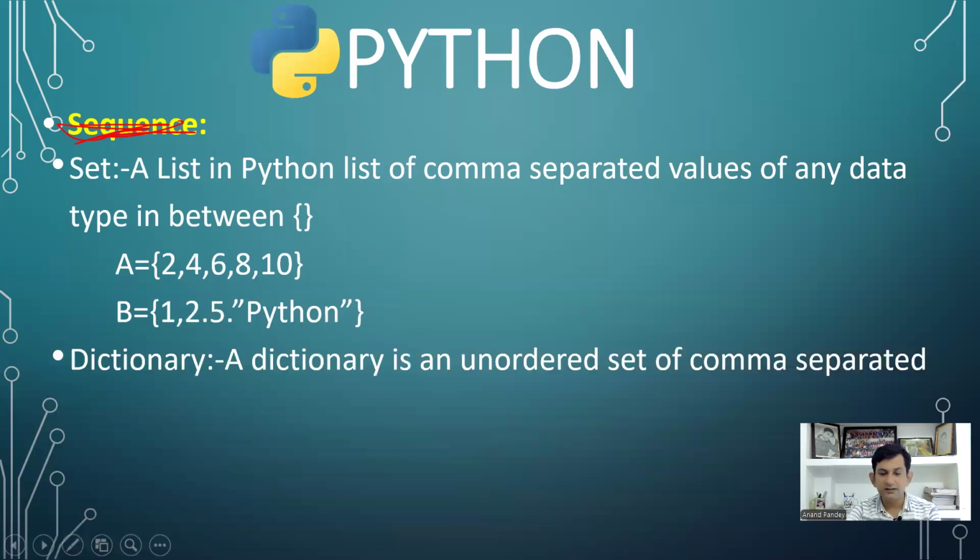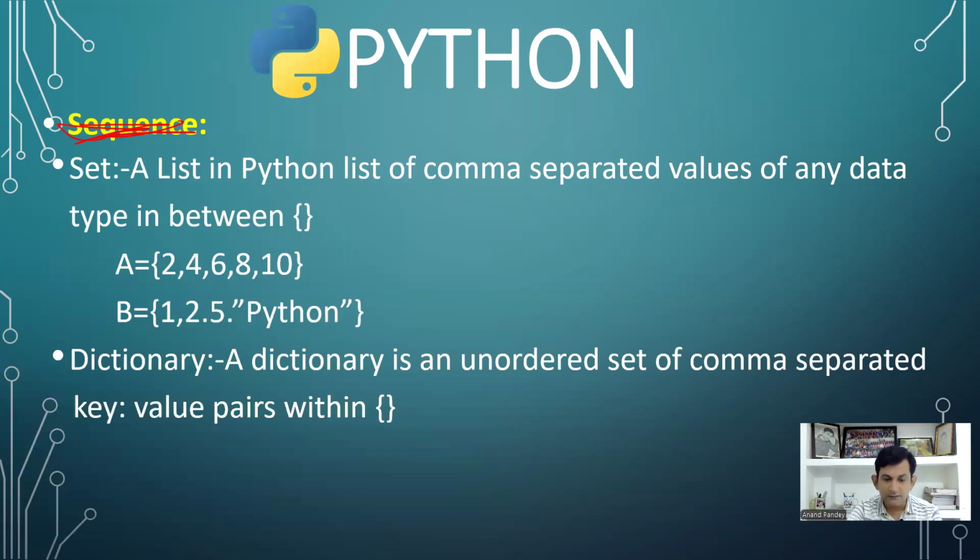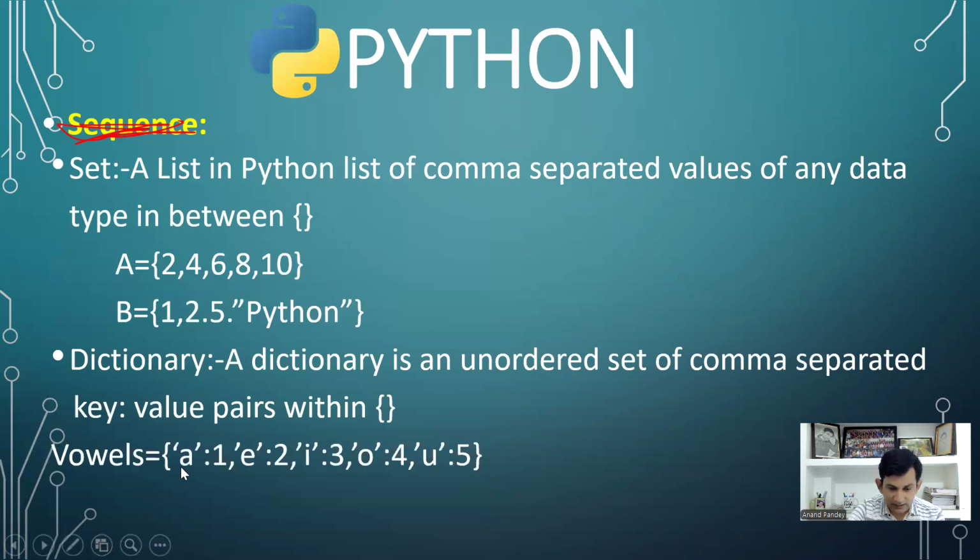Now come to the next, dictionary. Dictionary is an unordered set of comma separated key:value pairs within curly bracket. Now let me show you. Here key:value, key:value, key:value. Here vowels is a dictionary, and this is the key and this is the value of that key. If you want to access any value from the dictionary, you can access that value by the key of that.